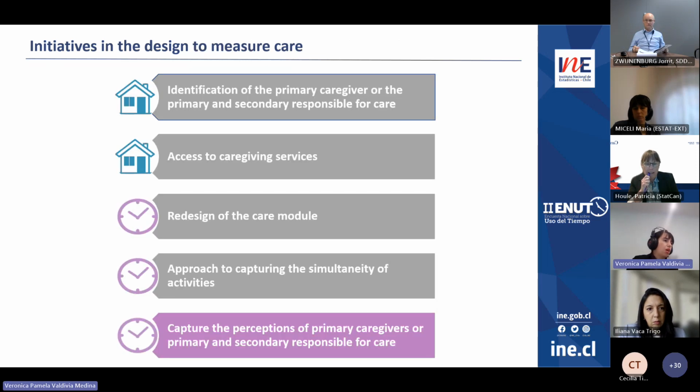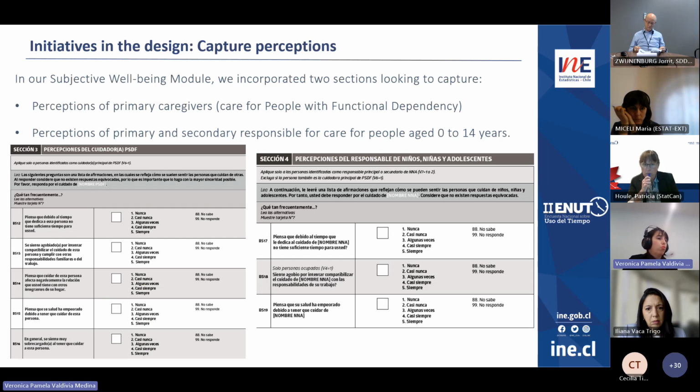And last but not least, in the context of well-being, we consider it relevant to capture the perceptions of caregivers in order to analyze them with time use data. We added 2 new sections. The first one is focused on primary caregivers and was based on the SARIT scale, and the second is for primary and secondary persons responsible for people between 0 and 14 years, designed using other similar instruments with the same purposes.